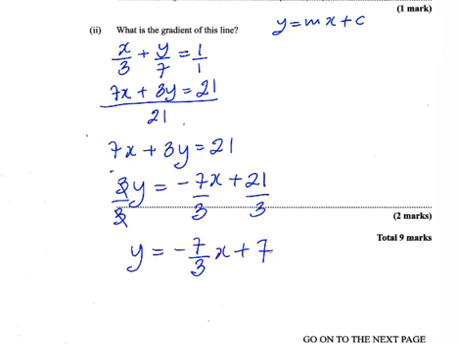Alright, now once it's in this form, the coefficient of x, m, the gradient, is equal to minus 7 over 3. So the gradient is equal to minus 7 over 3.